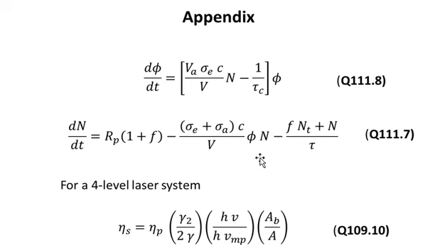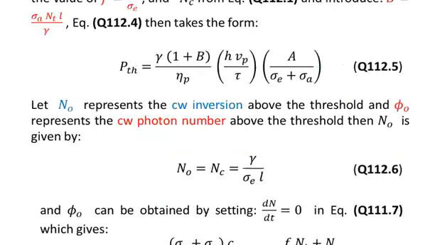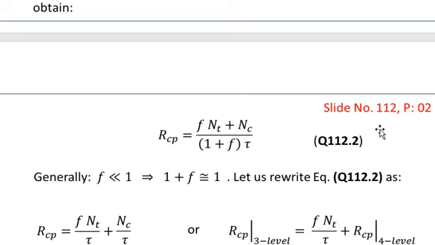So in order to find the critical n, that is NC, we need to set dn over dt equal to 0, and then solve this equation for the value of NC, which is given in equation 111.2. This will give you the value of RP, the pump rate. We have set dn over dt equal to 0 in equation 111.7, and solved this equation for the value of the critical rate.